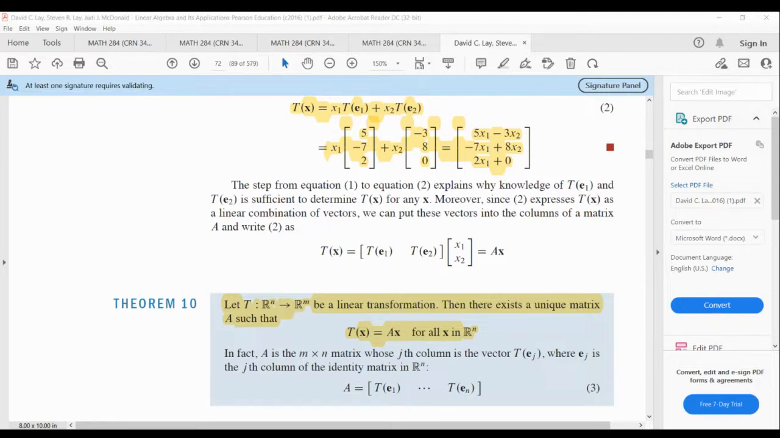Okay, and what would that matrix be? Well, in fact, the matrix A can be constructed as a matrix whose column vectors are the transform unit vectors. That's how you would construct that matrix A. Okay, that's how you would do it.